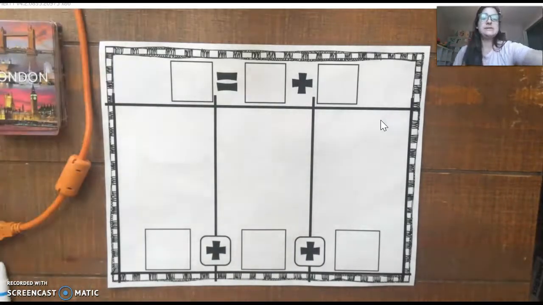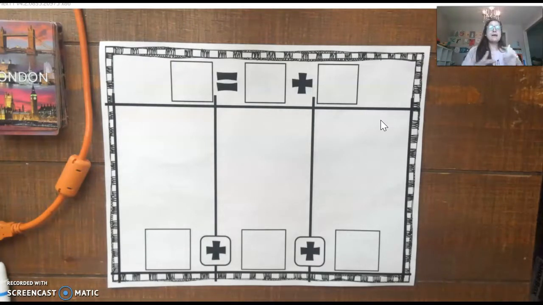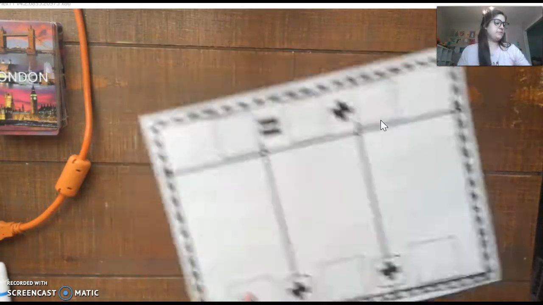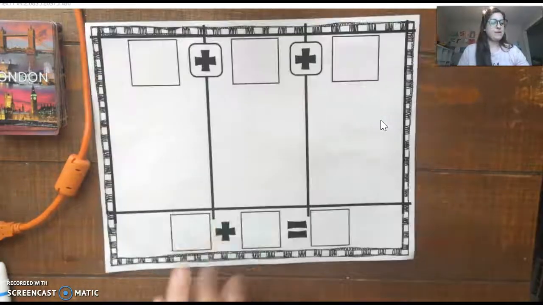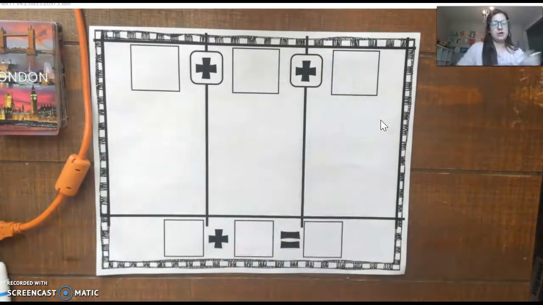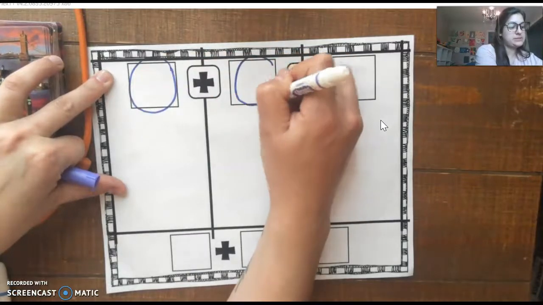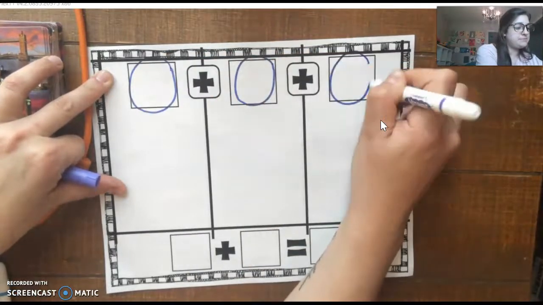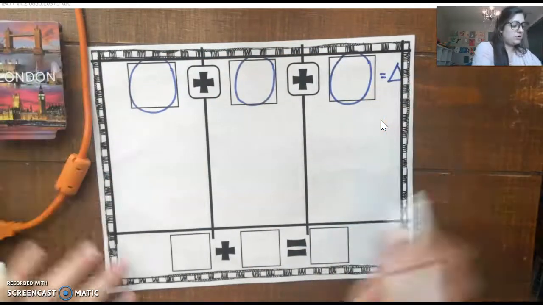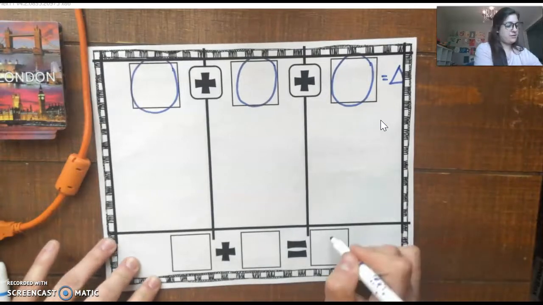So I'm going to use this work mat. And let's talk about ways that you can get your 3 addends. And it's upside down. Sorry about that. Your part plus part plus part equals whole, and that's where we bring it down here.